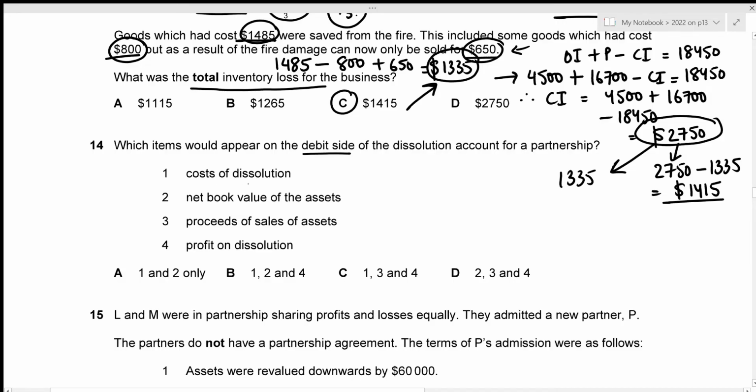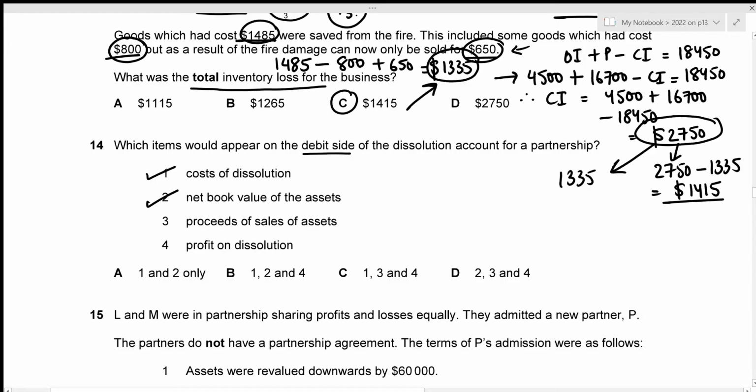The first one is cost of dissolution. That is true because it is always recorded on the debit side of the dissolution account. The second one is net book value of the assets, which is again true. This is always recorded on the debit side of the dissolution account. The third one is proceeds of sales of assets.